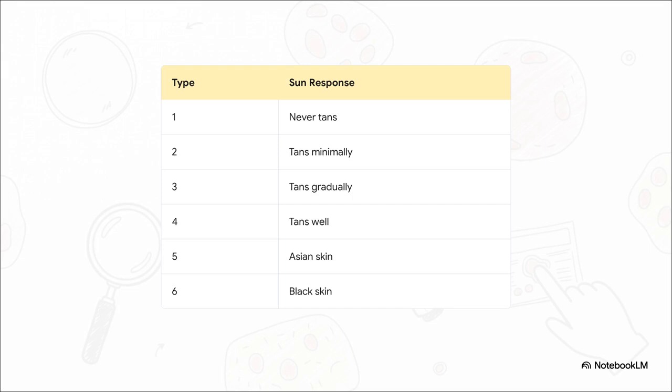Also, be sure to ask about the time interval. Does the rash pop up 5 minutes after they go in the sun, or does it take several hours? That little detail actually tells us a ton about the underlying photodermatosis.